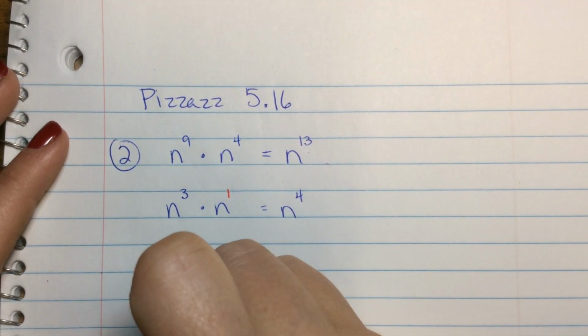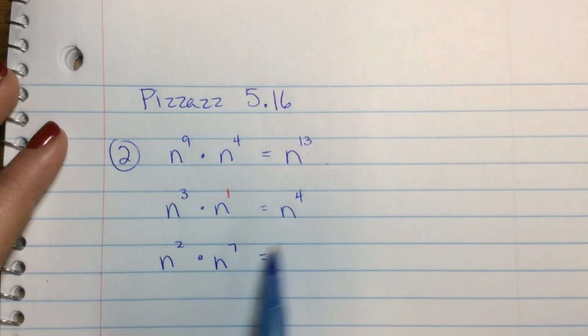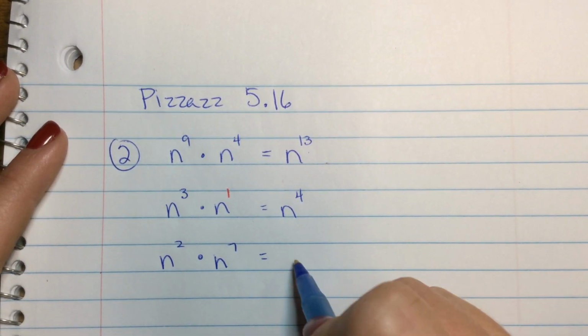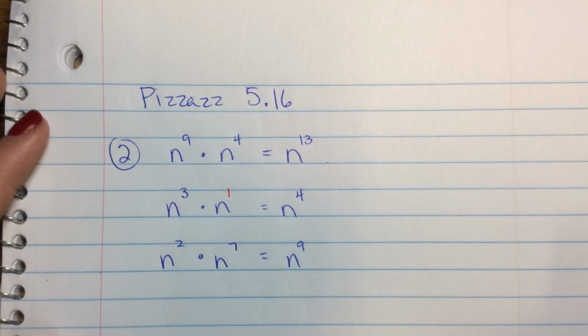And then we have n squared times n to the 7th. We keep the n and add the exponents. 2 plus 7 is 9.